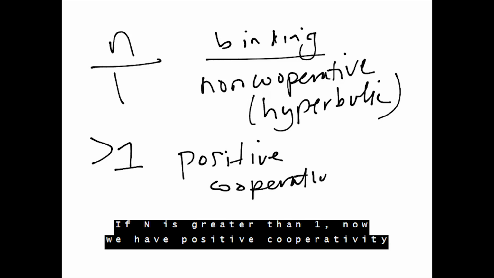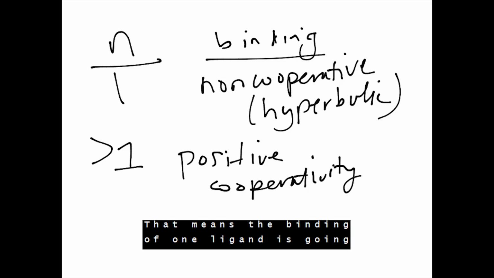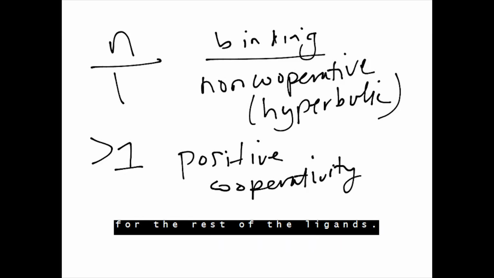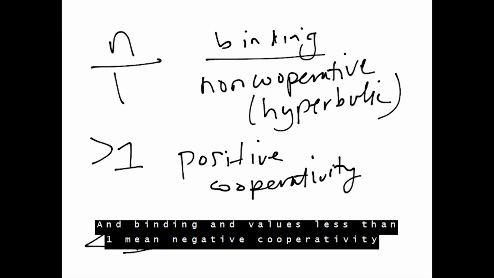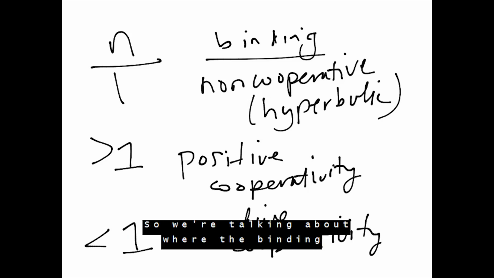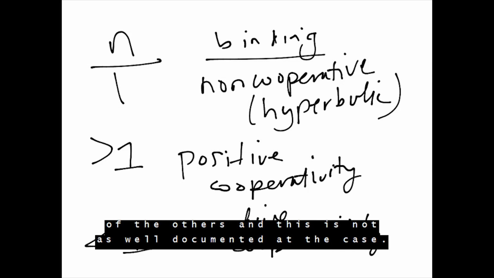If N is greater than 1, now we have positive cooperativity, which is what we see with hemoglobin. That means the binding of one ligand is going to enhance the affinity of the protein for the rest of the ligands. And N values less than 1 mean negative cooperativity, which is the opposite, and that's kind of weird. So we're talking about where the binding of one ligand reduces the affinity for the binding of the others, and this is not as well documented of a case.